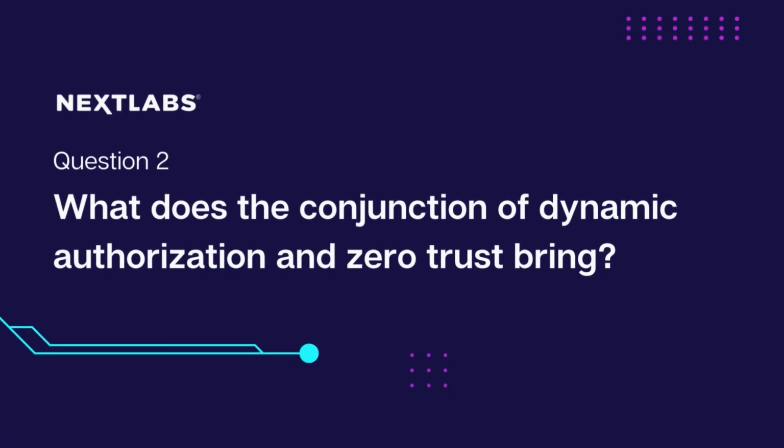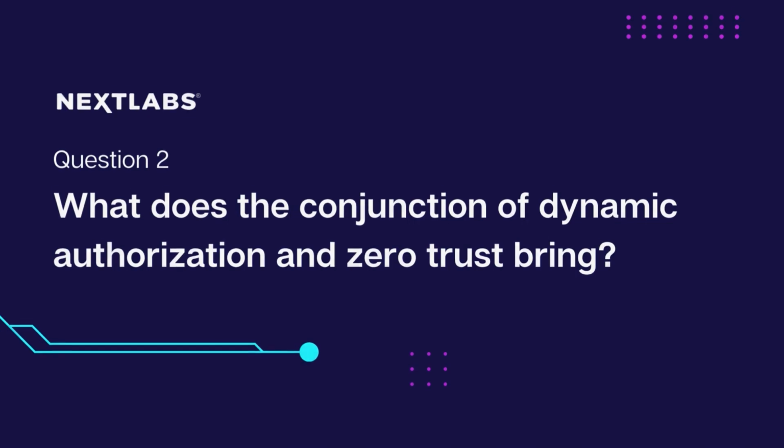Great insights, thank you. Question 2. What does the conjunction of dynamic authorization and zero trust bring? So what is the best approach to address the challenges of securing one's data effectively? A combination of dynamic authorization and zero trust suggests a solution to this problem.